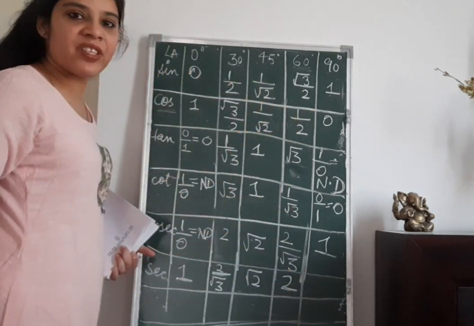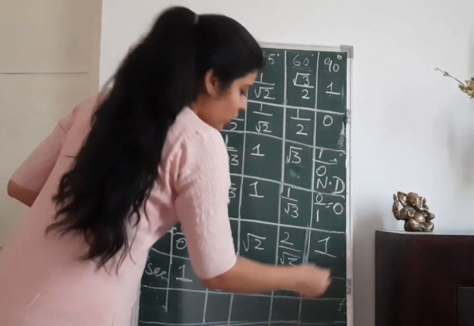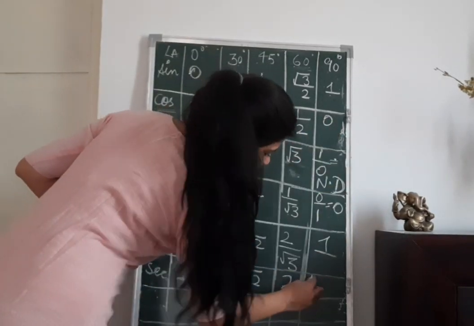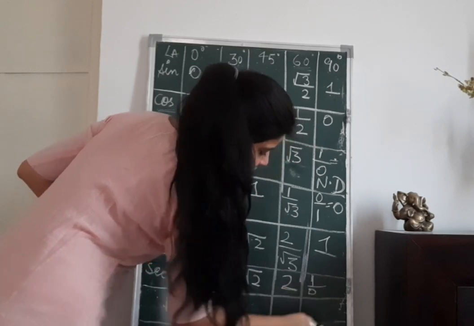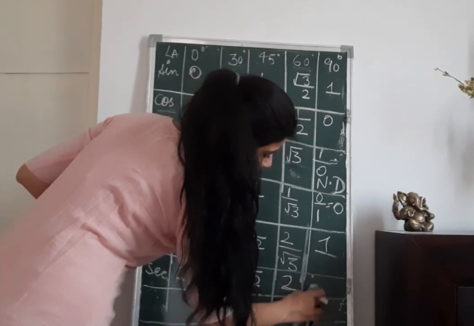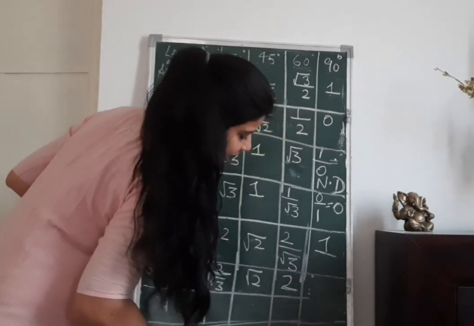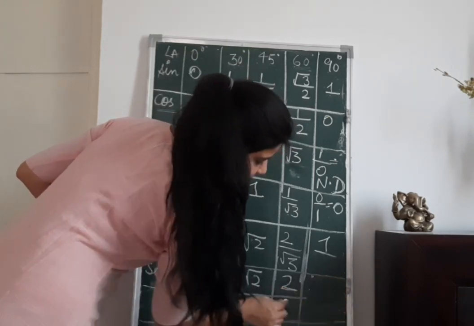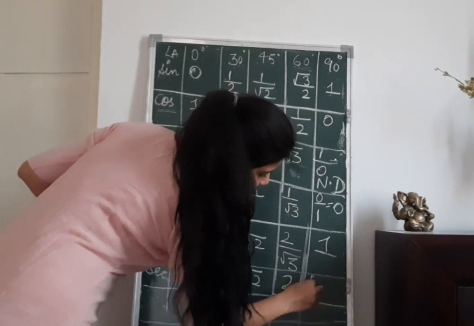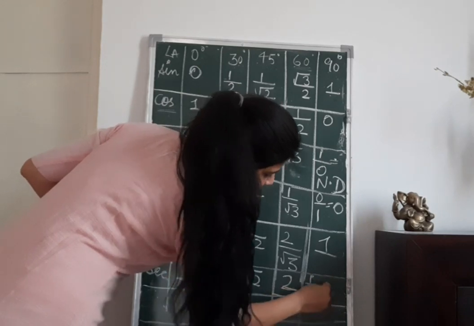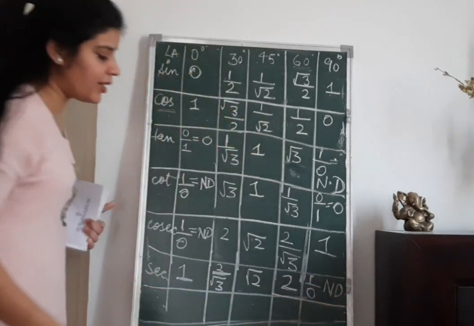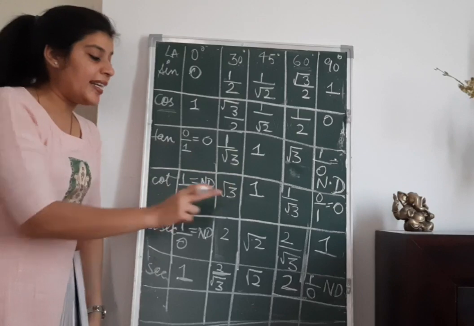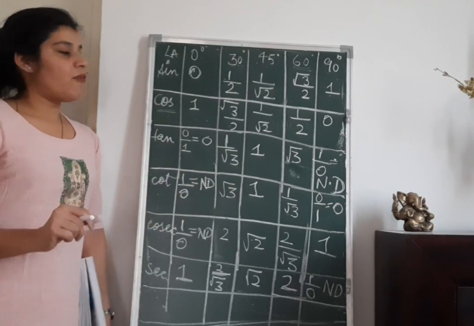And now sec of 90 degree will be the reciprocal of cos 90, which is equal to 0. So sec of 90 degree will be 1 upon 0, which is nothing but not defined. Less space here, so I am writing it like this: 1 upon 0, that is equal to not defined. In this table, ND means not defined.